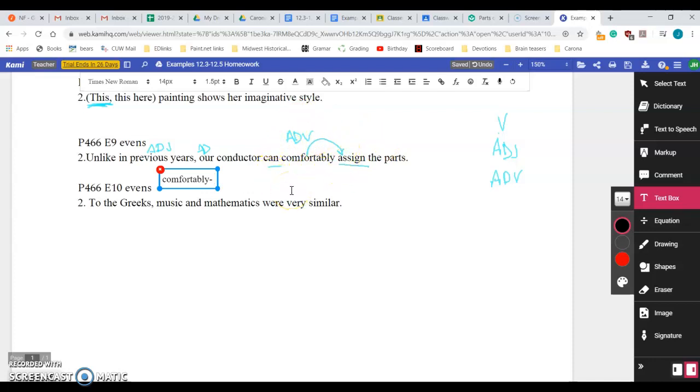In this case, comfortably is telling us how he can assign, because it's telling you that he's comfortable while he's doing it. It's not a lot of work. So the answer for this one would be comfortably. You should put a little dash and then put how.